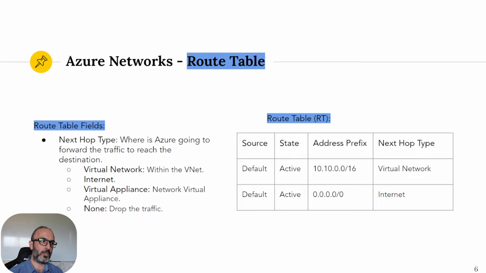If the next hop is a virtual appliance, this could be a network virtual appliance, like a firewall or a router. This could route traffic outside our VNet or within our VNet, but still it's using what is called a network virtual appliance. And the last type is none. This is when you want to drop traffic. If you want to make sure that traffic will not be leaving your VNet or something like that, you put a route to none. So if there's no more specific route, traffic toward this destination will be dropped.